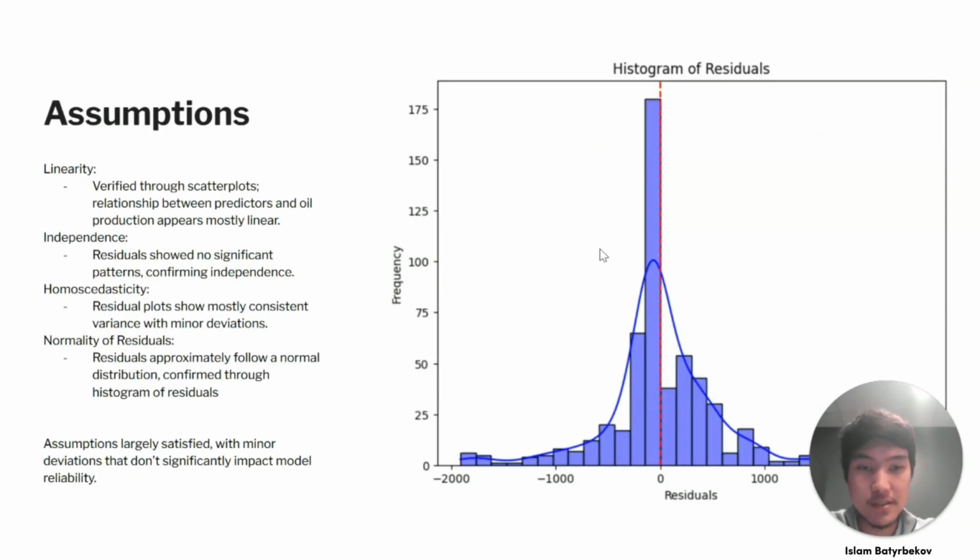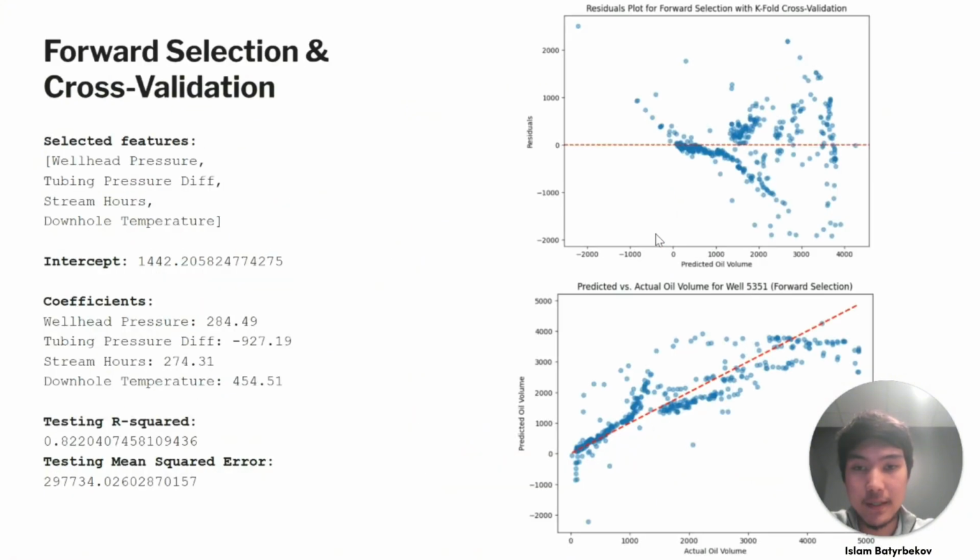As for key assumptions, normality holds well, while there is no pattern in residual plots, and residual variance was mostly consistent. So we can confirm independence, homoscedasticity, and linearity.